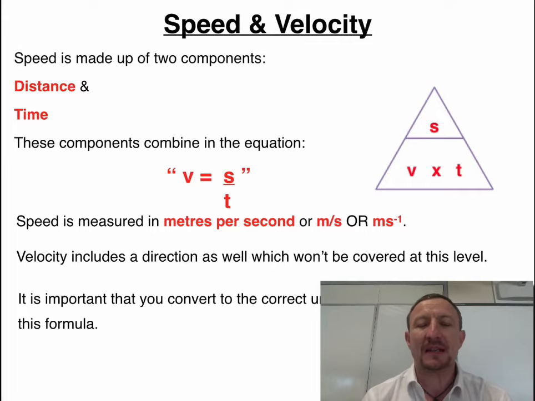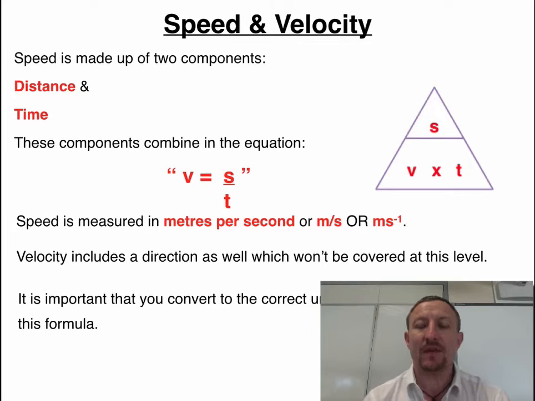Now speed is basically made up of two components, that is the distance and the time, and that can be calculated using the formula v equals s over t, where s is the distance in meters and t is the time in seconds. Another useful tool that we can use with this equation is the triangle that you can see on the right hand side. This allows us to determine unknown quantities.